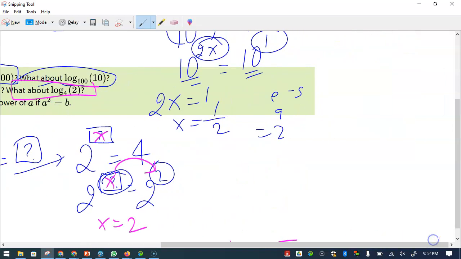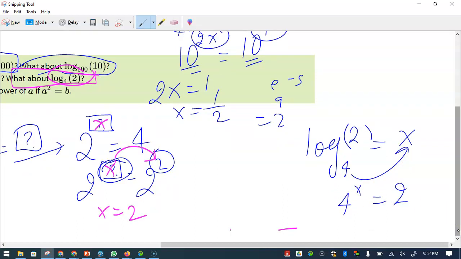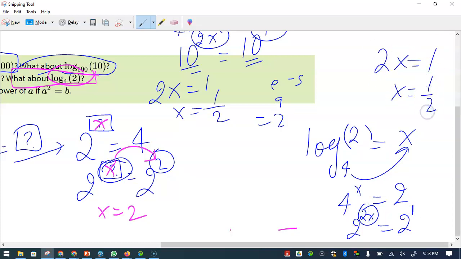Now this time they ask you, second part, logarithm of 4 to the base 2 is what? Right? Question. So you don't know, put an x. So it means 4 raised to x is 2. And then this basically means 2 raised to 2x equals 2. And this 2x is the same as 1, so 2x becomes 1, so you get x equals half. You get the answer.